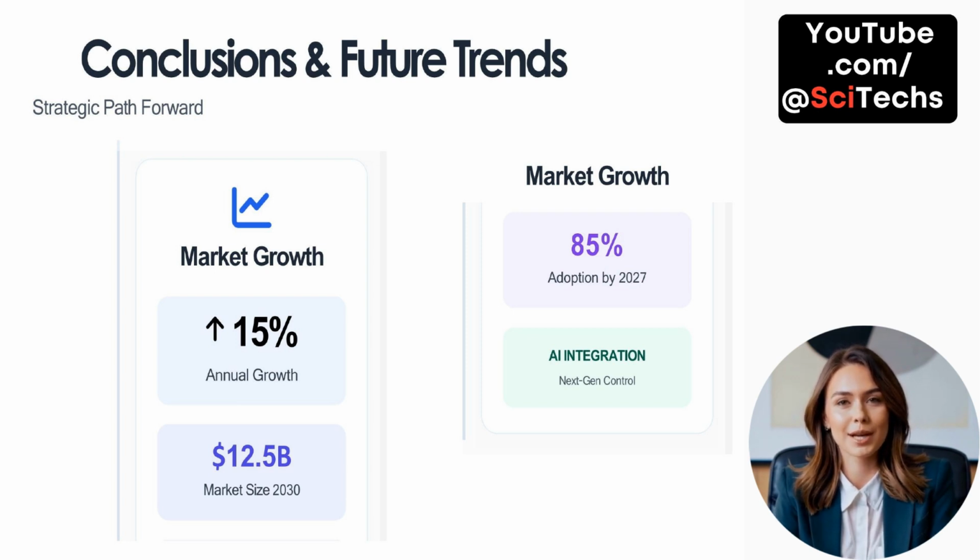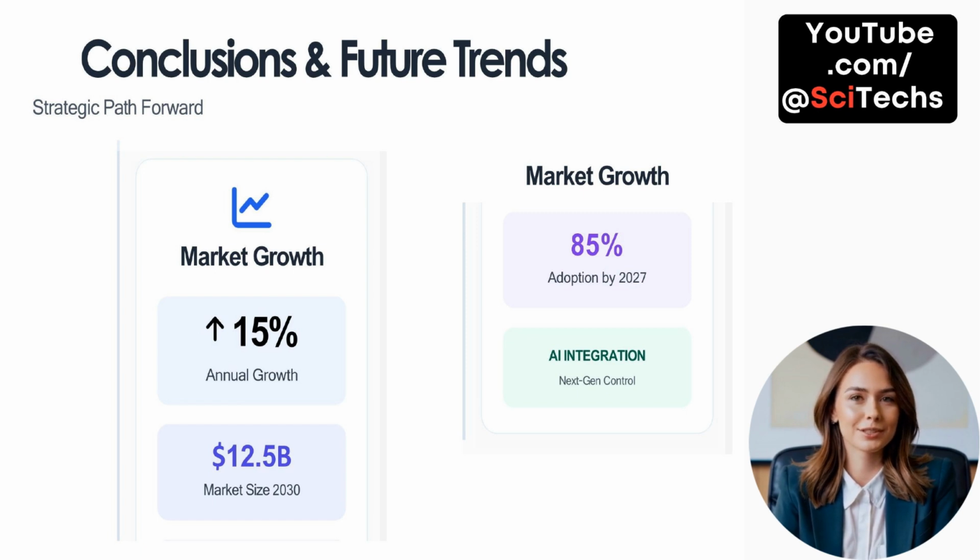Another compelling trend is the widespread adoption of these technologies across the industry. By 2027, approximately 85% of manufacturers are expected to have adopted next-generation processing methods, particularly those that integrate automation and AI. This shift is not just about speed or scale, it's about intelligence. AI integration enables next-gen control systems that optimize process variables in real time, reduce human error, and enhance yield. As these technologies become standard, the industry will become more efficient, adaptive, and sustainable, setting the stage for long-term global competitiveness.